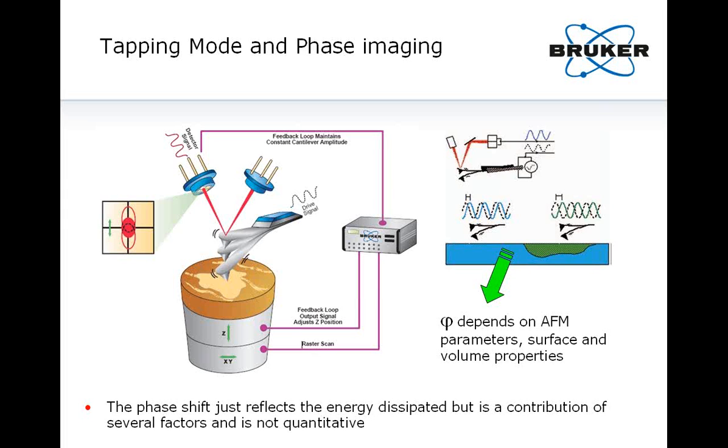So if you operate at low ratio set points, you have to be very careful because you're likely to indent into your sample, damage the sample, or contaminate the tip. And a moderate ratio set point will be more sensitive to volume properties, which are mainly elasticity or viscosity. But most of the time it's not that easy. It's a contribution of several factors, and in any case they cannot be quantified. So this technique cannot really be used to probe cells' mechanical properties.